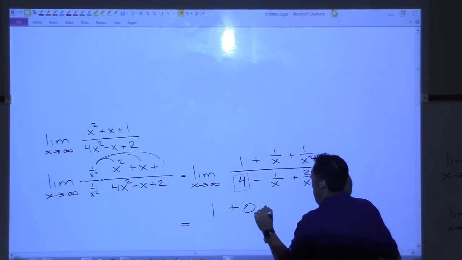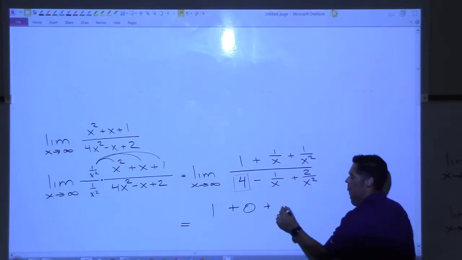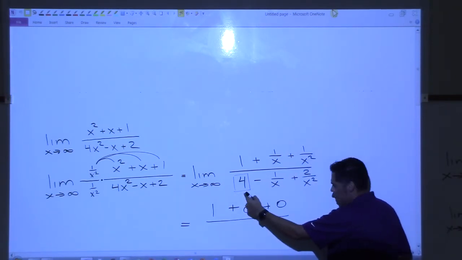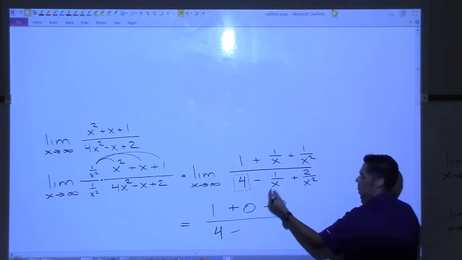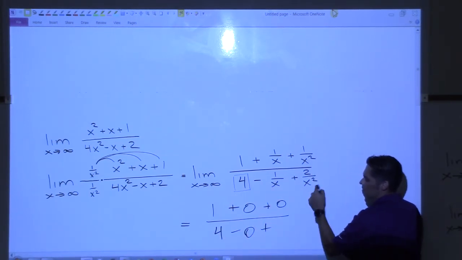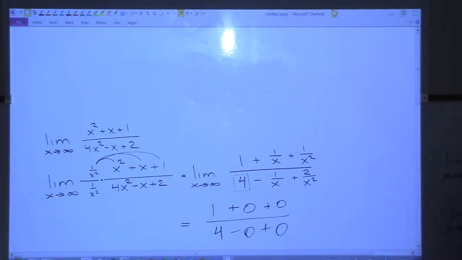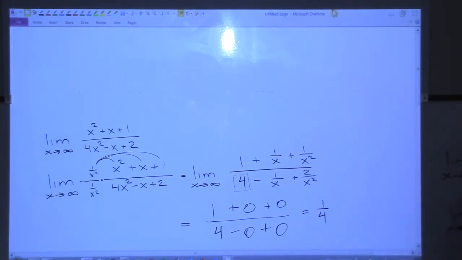So that goes to 0. Next one, Herman, goes to 0. Fixed over infinity, right? Are you following that? Okay. On the bottom, 4, there's no x, right? So that just stays 4. Minus 0 plus, so we got fixed over infinity again, right? And so what's the answer? 1/4. Right?